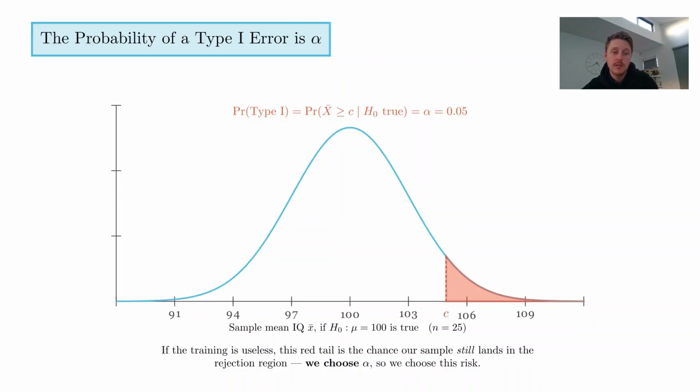So as it says down here, if the training is useless, this red tail is the chance our sample still lands in the rejection region. We choose alpha, so we choose the risk of making a type 1 error. Again, with our courtroom analogy, we choose the risk of convicting innocent people.